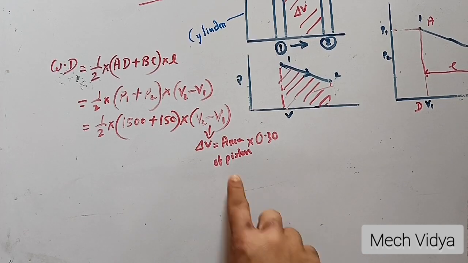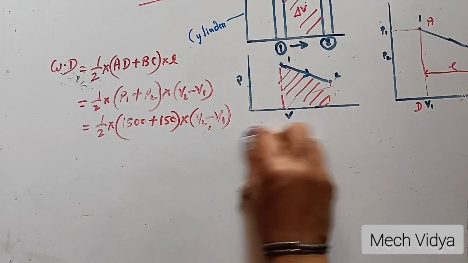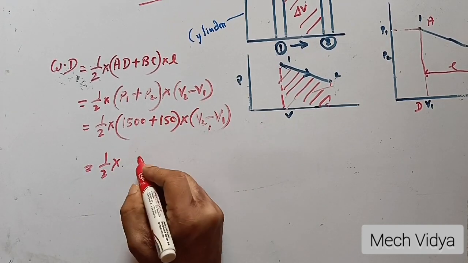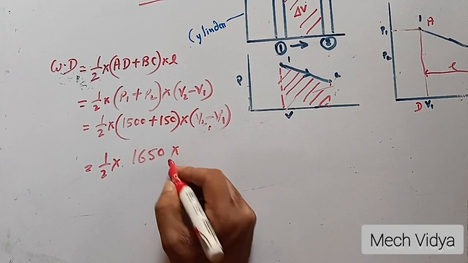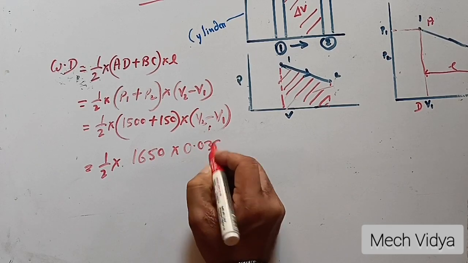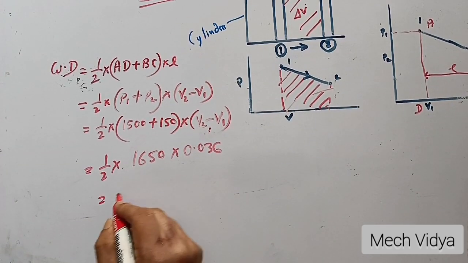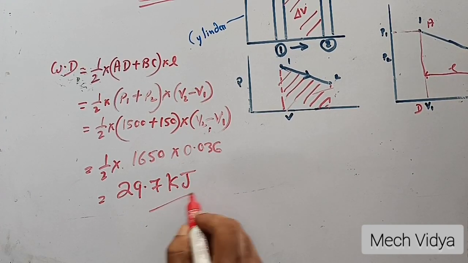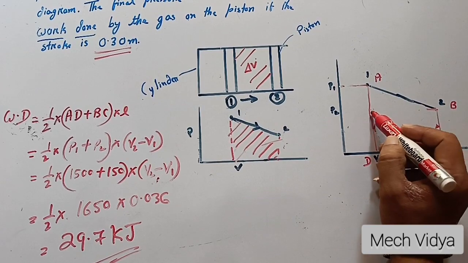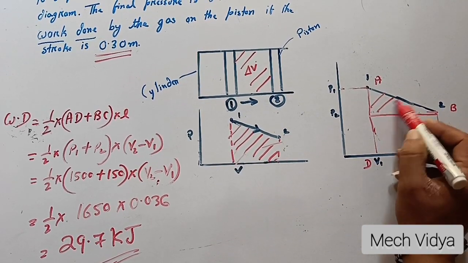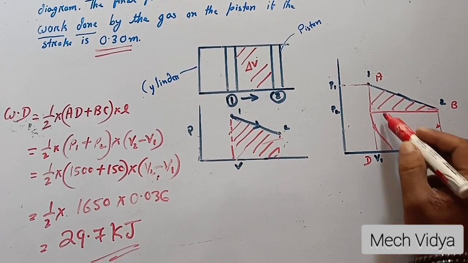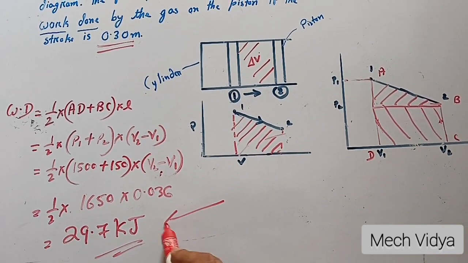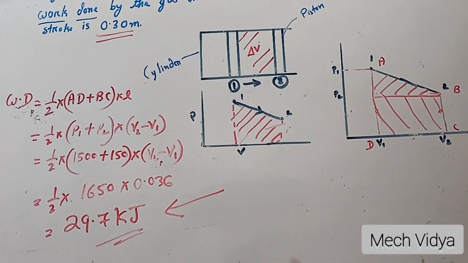Now let me substitute the values. Just by substituting the values, I will get the answer. So this will be 1650 into the area of the piston into the stroke length. If you do this, you will get the answer as 29.7 kilojoule. One more approach, as I told you: I can first find the area of the triangle, then find the area of the rectangle, and if I add them, I'll get 29.7 kilojoule.